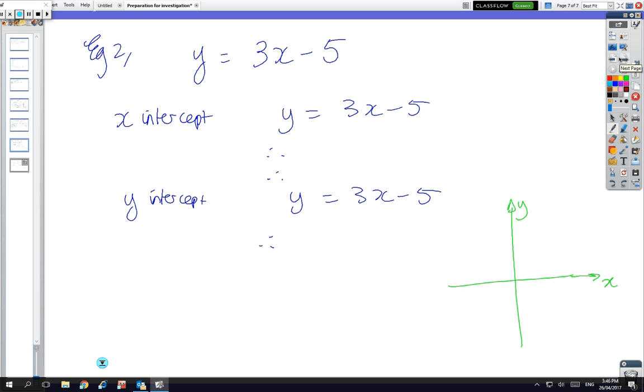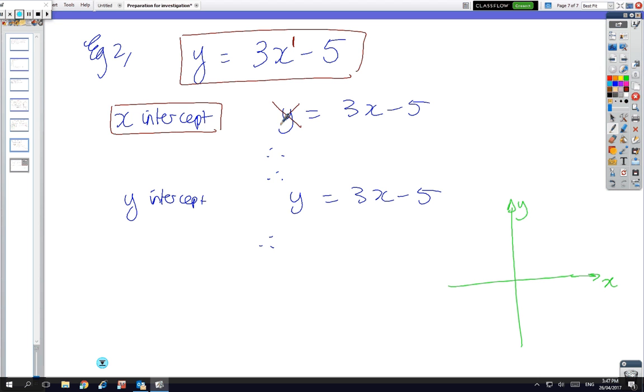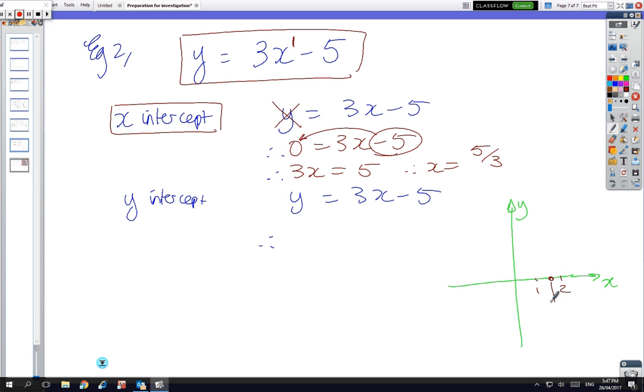So just in case you get one that looks like this, it's still a straight line because the power of x is 1. So for the x-intercept, we cross out the y. y is going to be 0, so 0 equals 3x minus 5. So take the minus 5 across to the other side, make it a positive. And so x equals 5/3, which is 1 2/3. So there is 5/3. And then we'll do the next one.